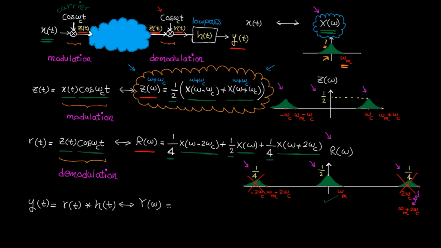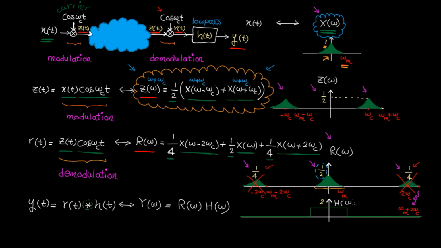In the frequency domain, convolution is replaced by multiplication. So the low-pass filter will pass this desired section and reject the other copies as H(ω), or frequency response, is 0 in those intervals. To compensate 1/2, the frequency response should be 2 here. So Y(ω) is R(ω) multiplied by H(ω). So this part is multiplied by 2 and we get this.